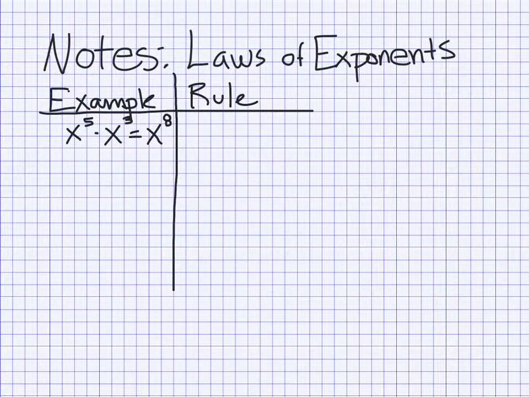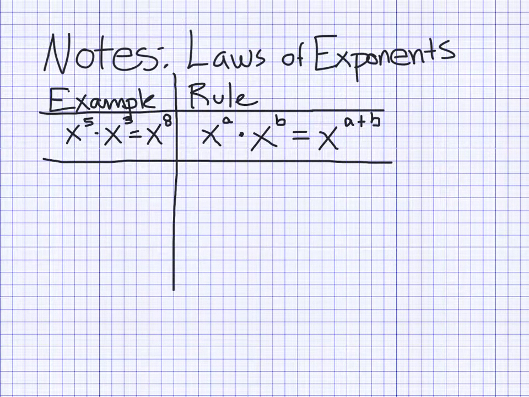So now we're going to try and generalize this. So let's say we have x to the power of a times x to the power of b. I want you to write down what rule you would follow to multiply those together to simplify. All right, and hopefully you're writing x to the power of a plus b.